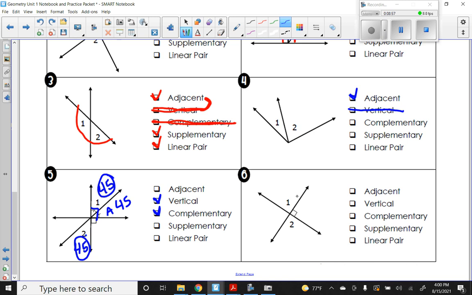Number 6, they are vertical and they are supplementary. This has to be a 90-degree box. This has to be a 90-degree box. They're both 90, so that means 90 plus 90 is 180.